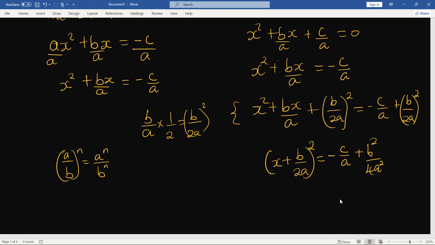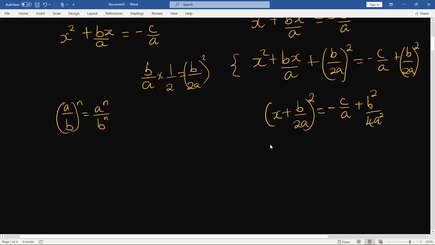Okay, so we continue. We have x plus b over 2a squared is equal to, then this side we make this a single fraction. We're going to have 4a squared as our common denominator here. Then a into 4a squared, we get 4a times negative c, we get negative 4ac here. Then plus 4a squared into 4a squared, we get a 1 by b squared, we just get our b squared here.